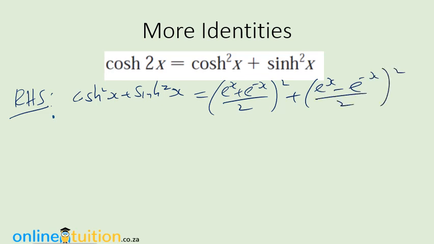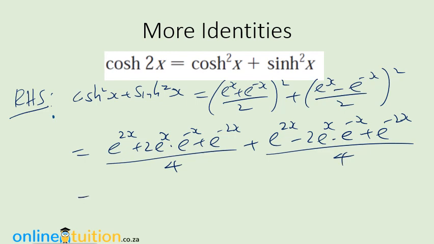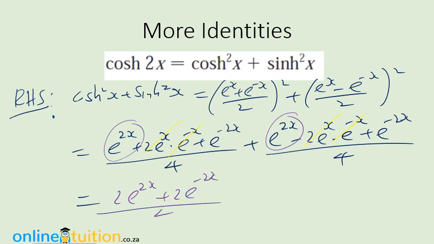So open up those brackets. That's going to give you e to the 2x plus 2e to the x times e to the minus x, plus e to the minus 2x, all over 4, plus e to the 2x minus 2e to the x times e to the minus x, that squared becomes plus e to the minus 2x, again all over 4. And notice the plus and then minus sign is going to go away. That and that becomes 2e to the 2x plus 2e to the minus 2x all over 4.